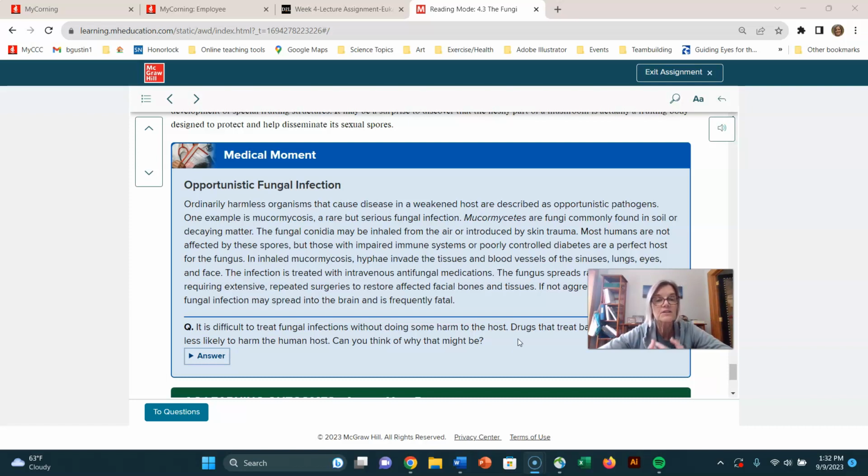The reason is that fungi are eukaryotes as well as us. So many of the drugs that are going to affect fungi and stop the growth of fungi might have high toxicity to other eukaryotic organisms. That's where I'm going to stop on fungi.